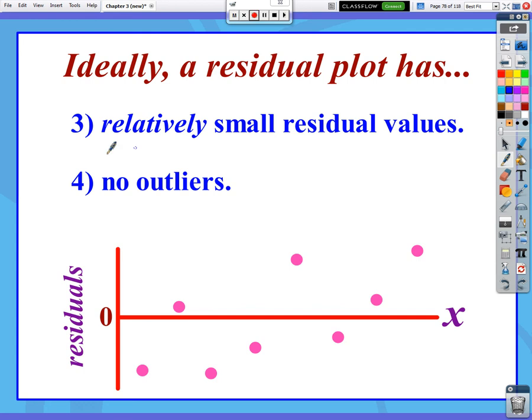Number 4, we really don't need any outliers in our residual plot. And for the most part, you're probably not going to have outliers, but sometimes you're going to see maybe, like if this point was really, really far up here, that's going to be something to discuss.